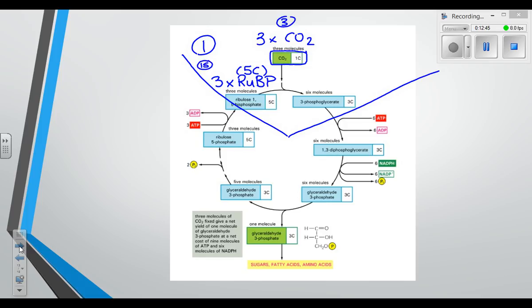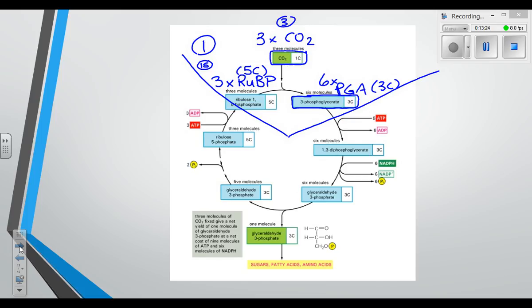Here I have 3. The first thing that happens is that these molecules all run into each other and do some rearranging. Over here, I have something called 3-phosphoglycerate. We will abbreviate it PGA, phosphoglycerate. And this molecule is arranged slightly differently. I have 6 copies of it. Each of them has 3 carbons.